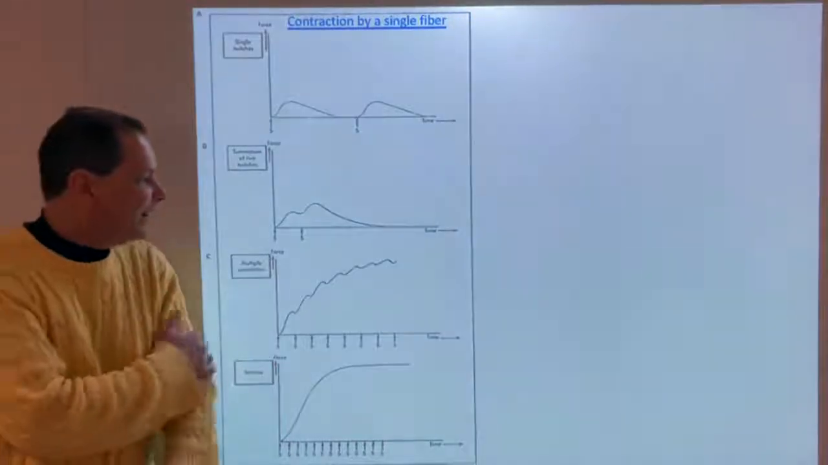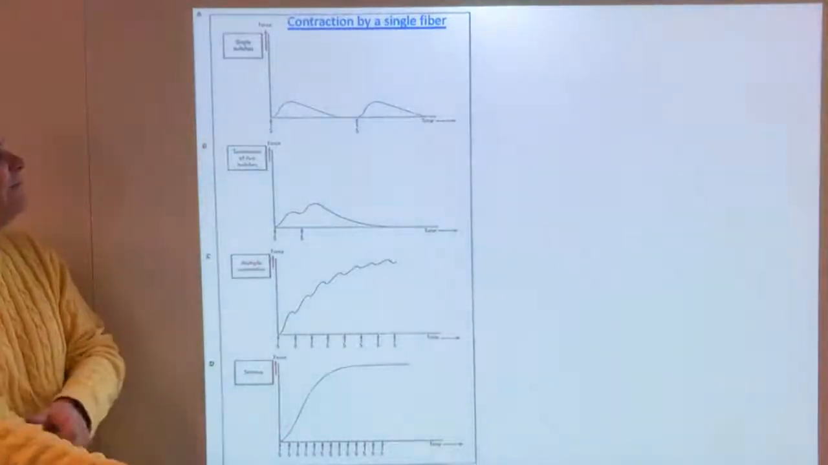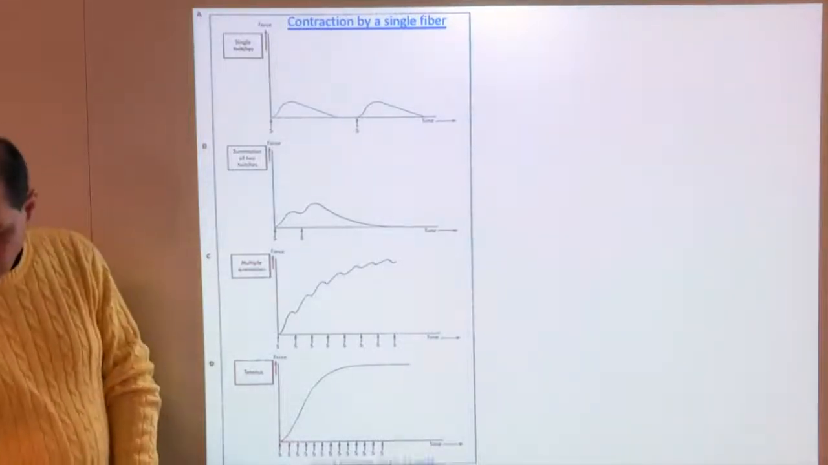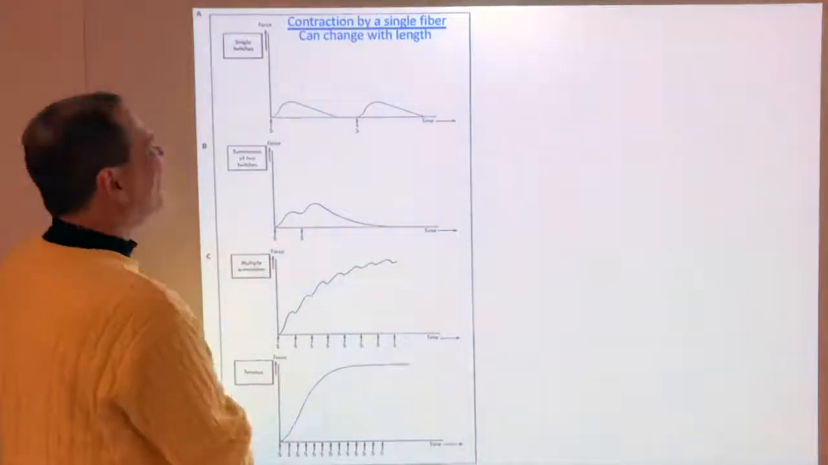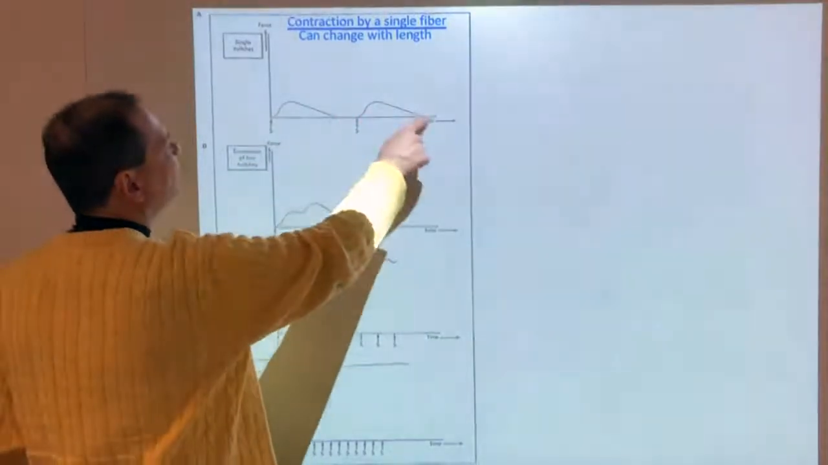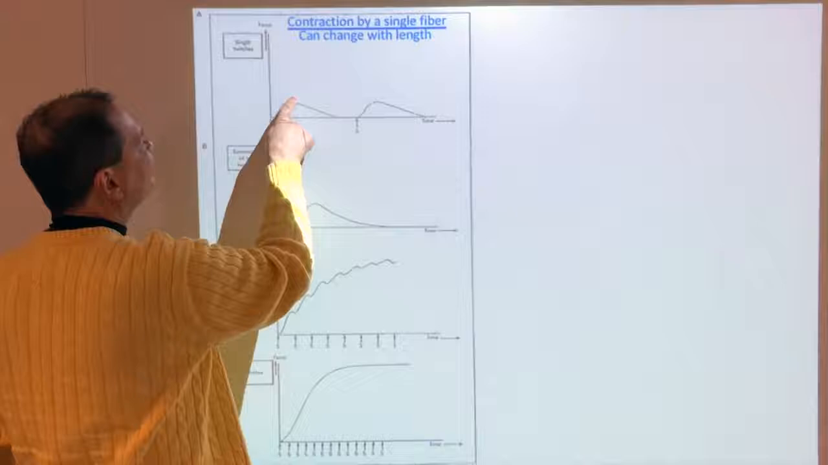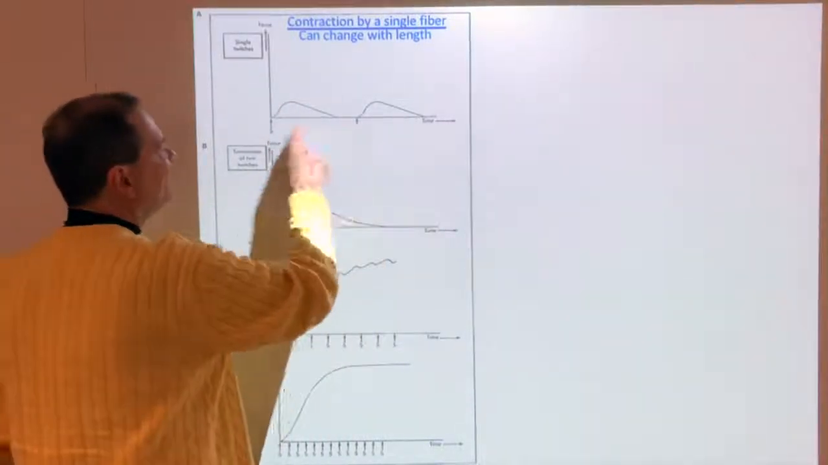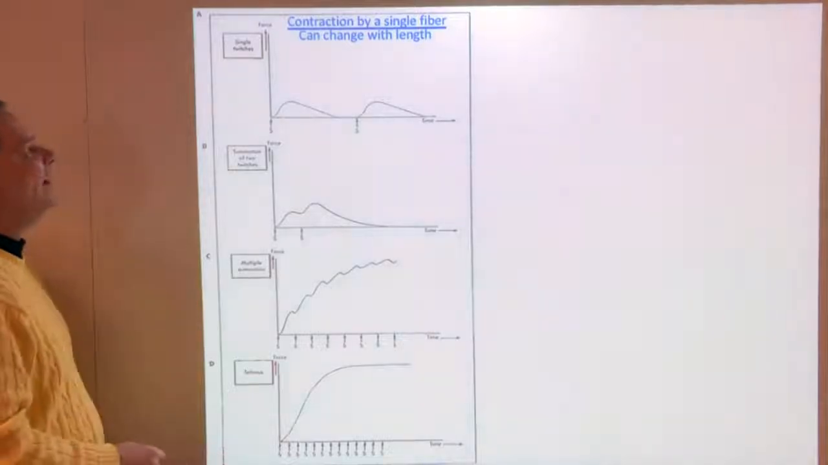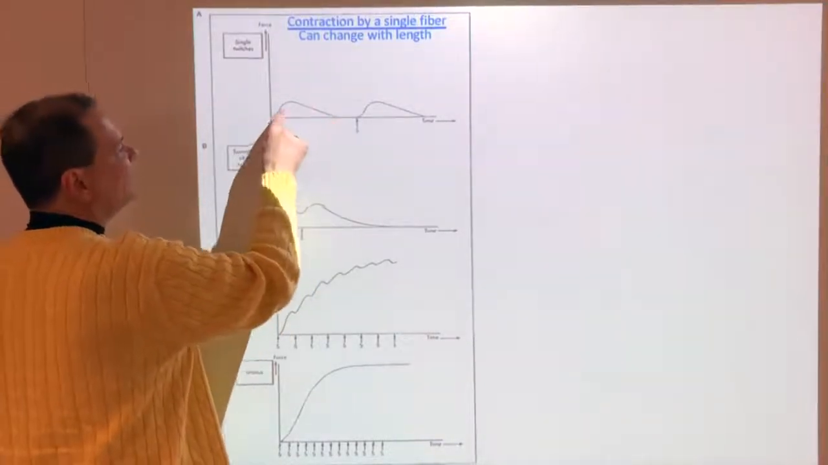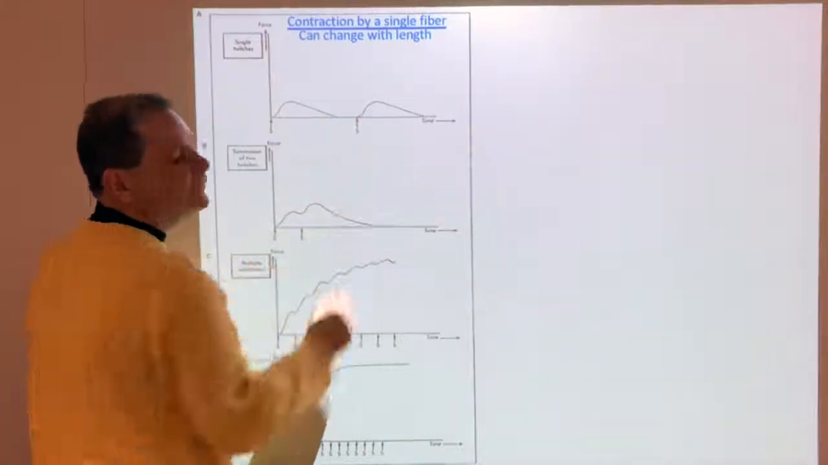So how does contraction of a single fiber vary? First of all, it'll change with the length. I think we just went through that, right? So this is the contraction of a single fiber. This is an increase in force here over time, and I've stimulated it twice. And if I change the fiber length, for instance, if I lengthen it beyond optimal, then this twitch force will go down, okay?